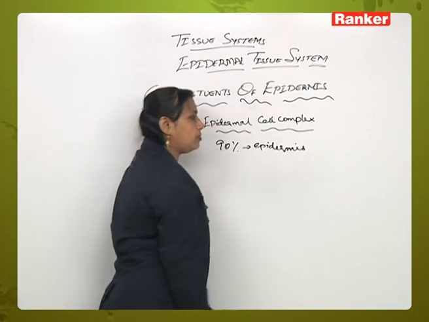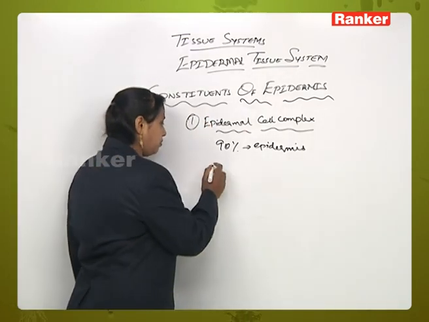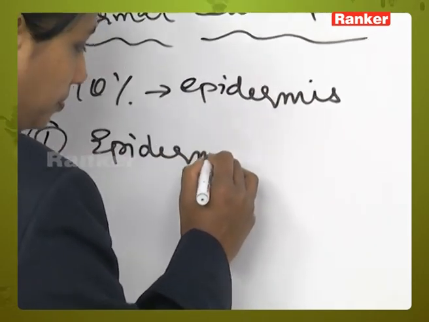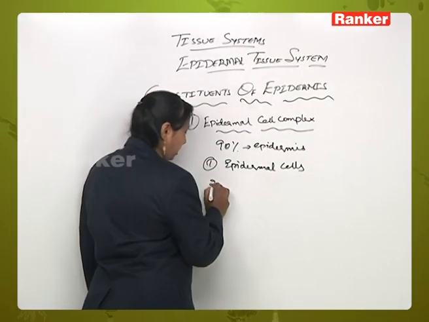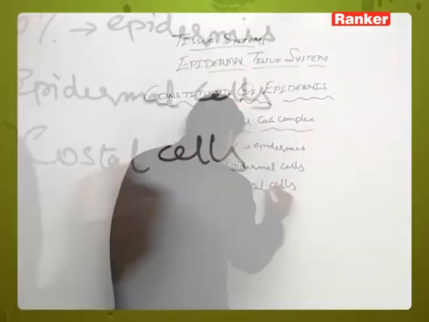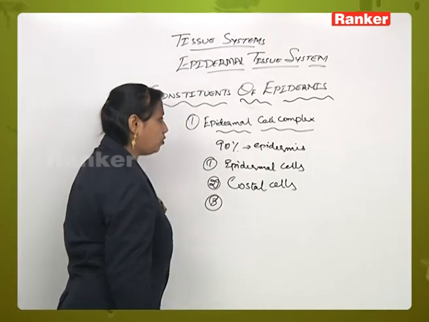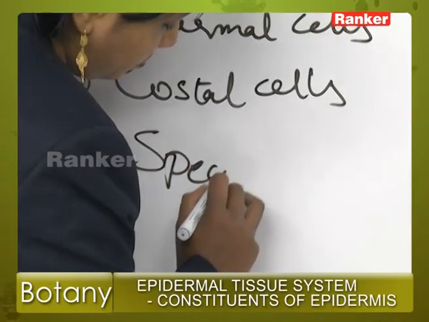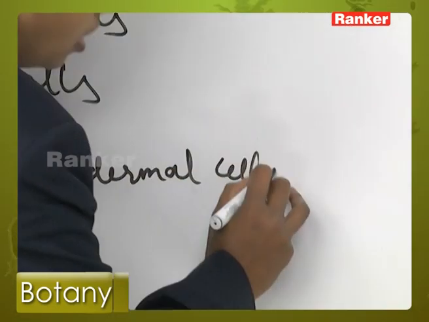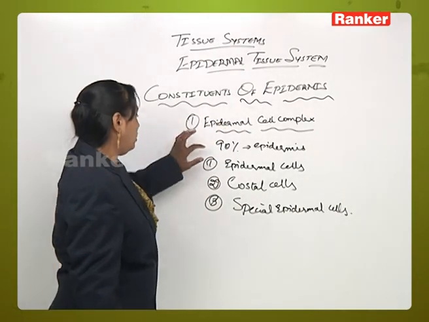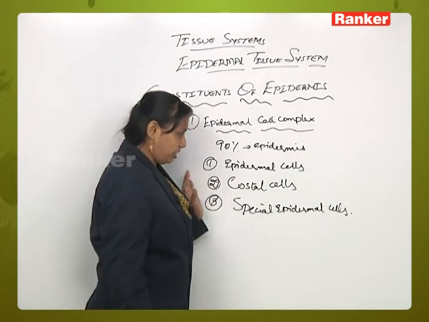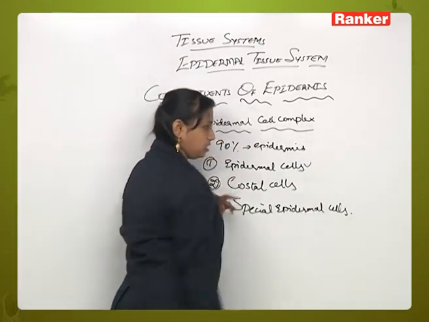Now, the epidermal cell complex consists of 3 types of different cells. Those are called epidermal cells, second costal cells, and third one is buliform or special epidermal cells. So, in epidermal cell complex, we will talk with reference to epidermal cells, costal cells, and special epidermal cells. So, first we will be dealing with epidermal cells.